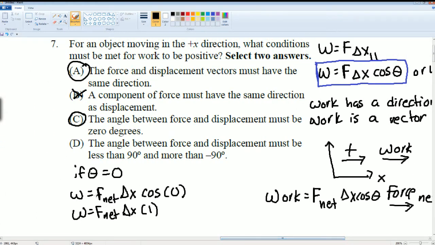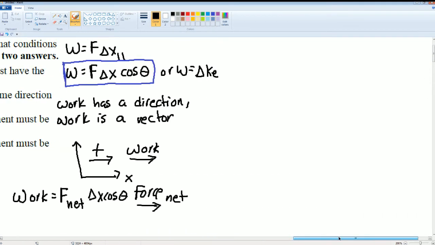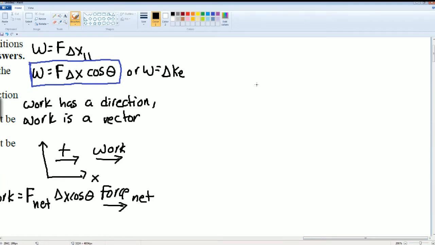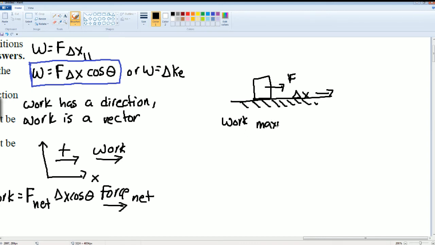Okay. Can I give a side note here? I'm gonna give a side note about this. So here's a block and here's force. Work is once you have this force moved a delta x. Okay, and this is what I mean by parallel. So right here, the force is being applied over that distance. The distance is also to the right. Here you get your maximum work.